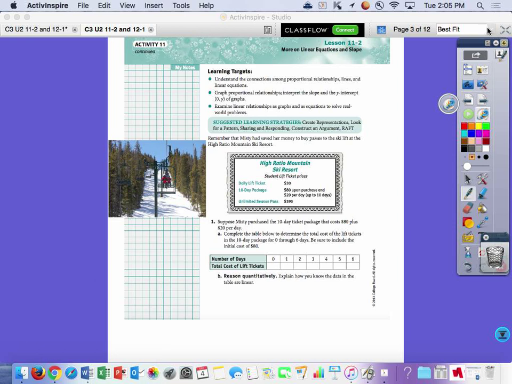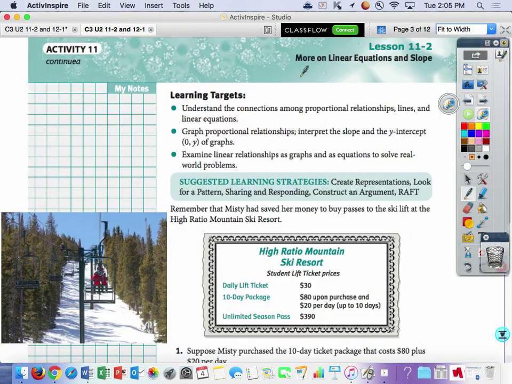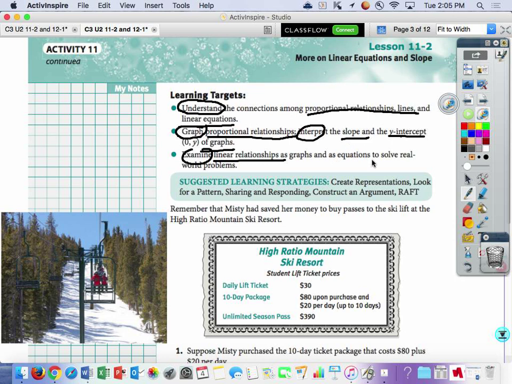Alright, we are going to do lesson 11-2, which is about linear equations and slope. So our learning targets, we need to understand proportional relationships, lines, and linear equations. We need to be able to graph proportional relationships, interpret slope and the y-intercept of graphs, examine linear relationships as graphs, and solve real-world problems.